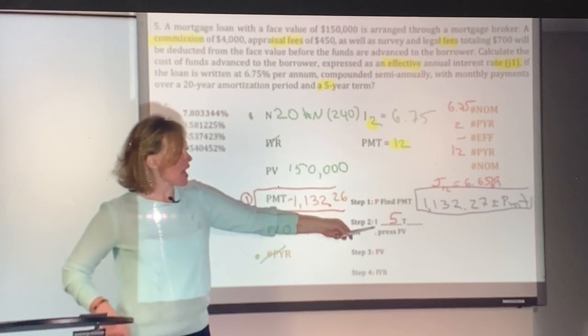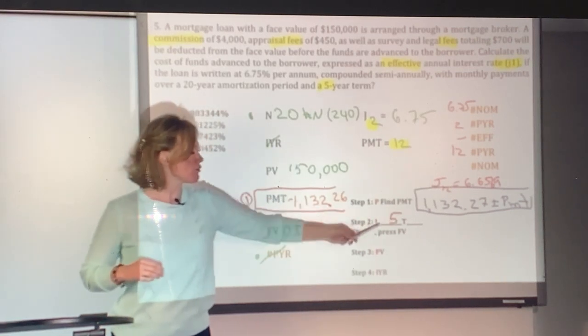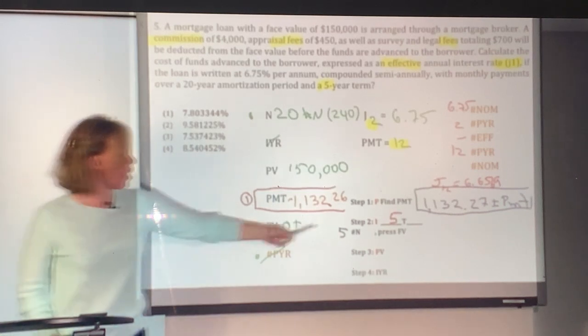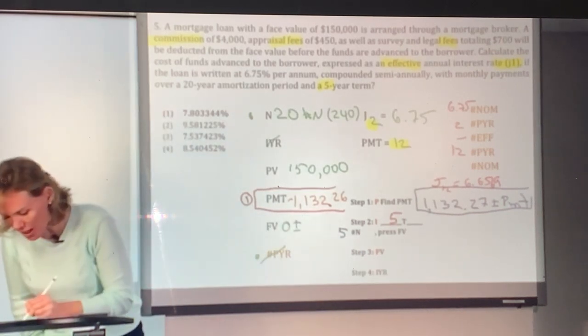So this step, this I is your timeline. What we're going to do is 5 shift N. And when you do 5 shift N, what happens? It multiplies 5 by 12 by your PYR, so it comes up as 16. Is that what you got?